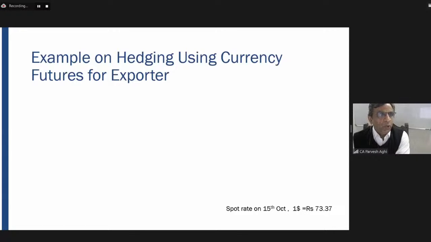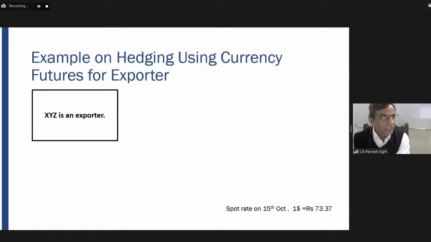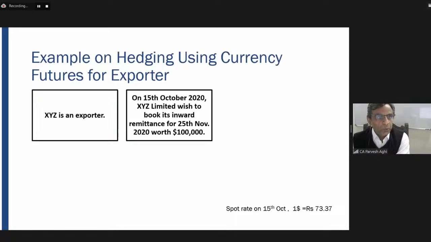So, an example on hedging using currency futures for export. Okay. So you are an exporter, fine. You are going to receive dollars, isn't it? So you are long on dollars. That means you should take a short position in the futures market. So let's do that. XYZ is an exporter, right? On 15th October 2020, XYZ Limited wishes to book its inward remittance for 25th of November. He's going to get $1 lakh on 25th of November.